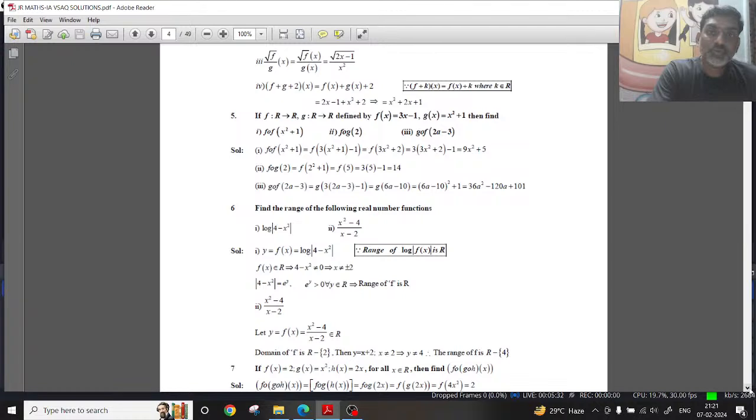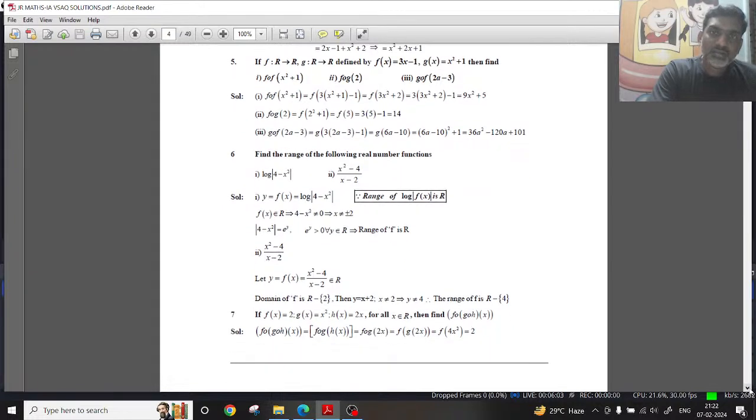Here the circle operation defines the composition of the functions. f circle f of x square plus 1 is there. What does it mean? f of (x square plus 1), where f of x is 3x minus 1. So f of (x square plus 1) is 3 times (x square plus 1) minus 1. We got 3x square plus 2. So f of (3x square plus 2) is nothing but 3 times (3x square plus 2) minus 1. By simplifying, we can get 9x square plus 5. In a similar way, we can do f circle g of 2 and g circle f of 2a minus 3 also.